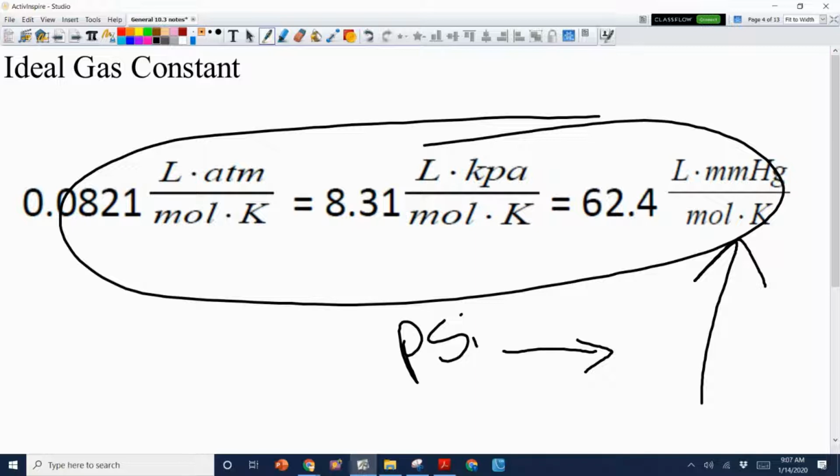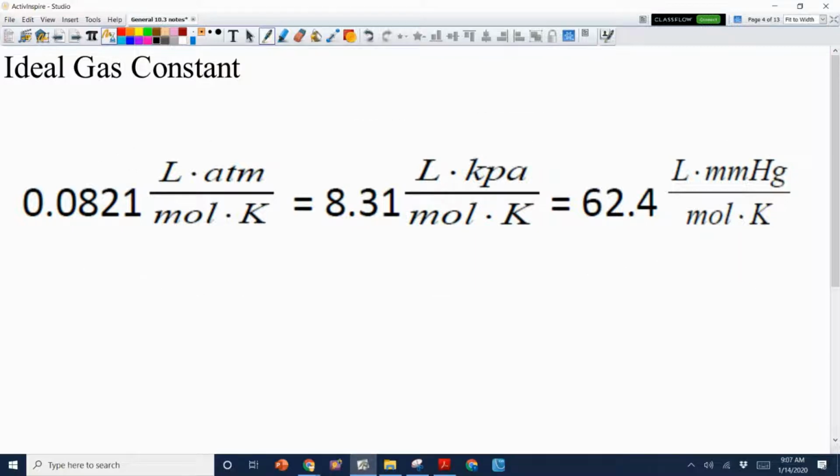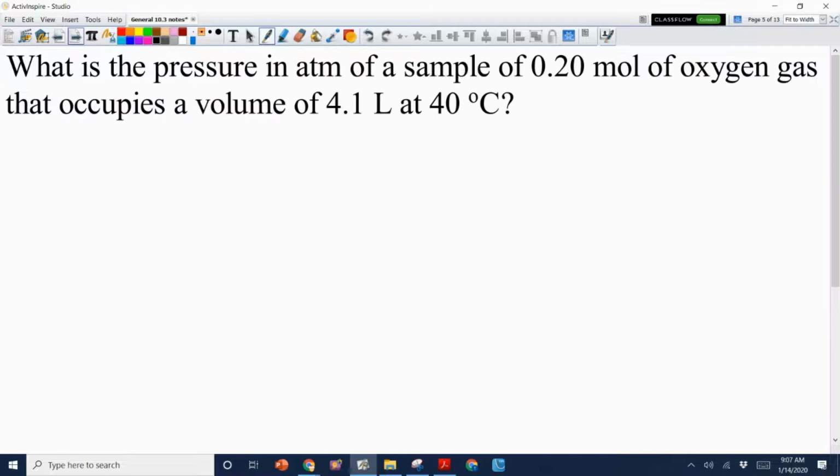Just convert it over to one of those 3. All right. So let's look at some problems. Now, unlike 5.2, 5.3, there's not a change happening.